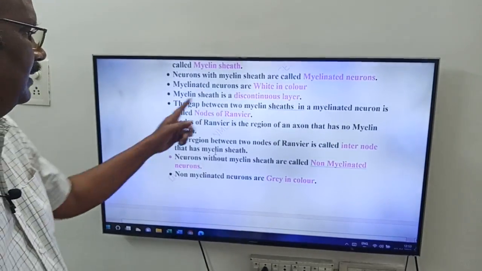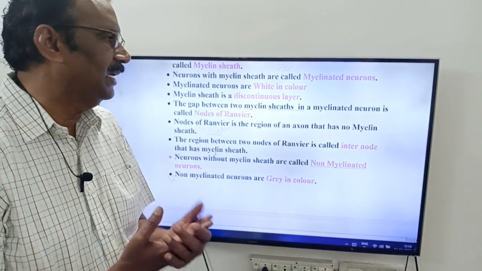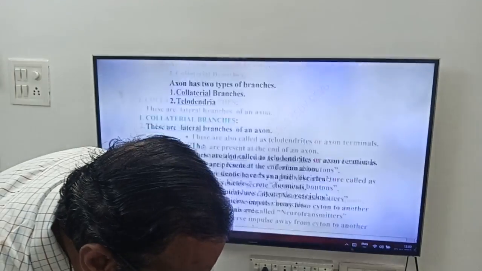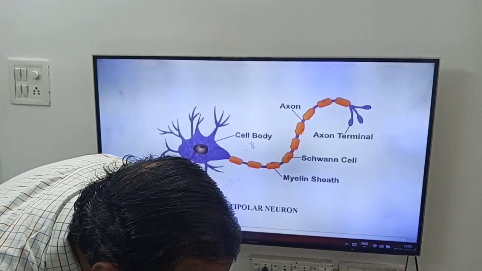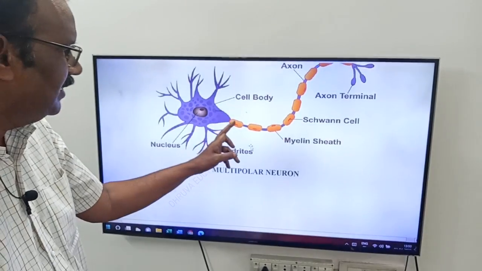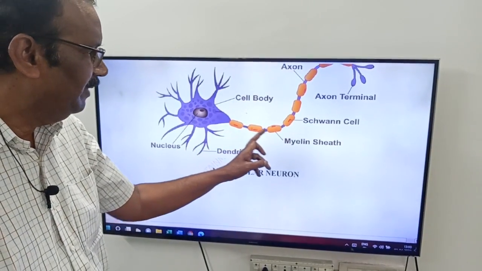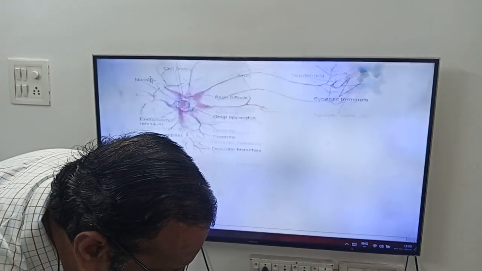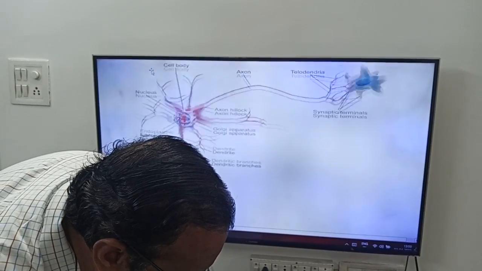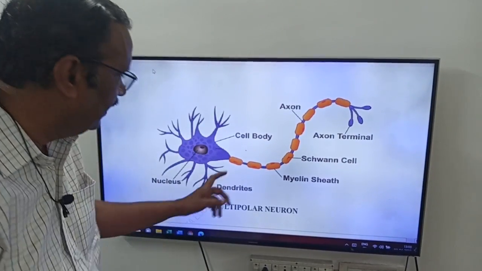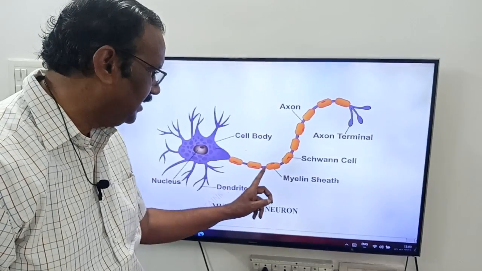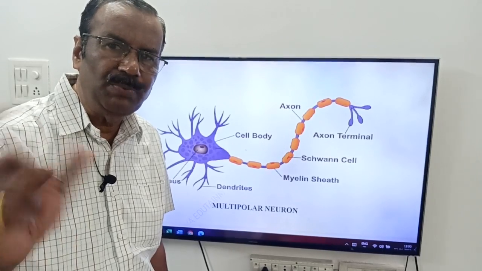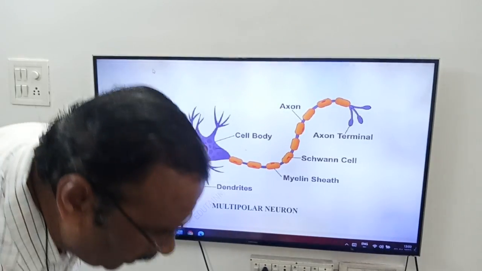The gap between two myelin sheaths in a myelinated neuron is called the nodes of Ranvier. See, this is myelin sheath, this is myelin sheath, and in between these two there is a gap. This blue one is the node of Ranvier. The gap between two myelin sheaths is called the node of Ranvier.